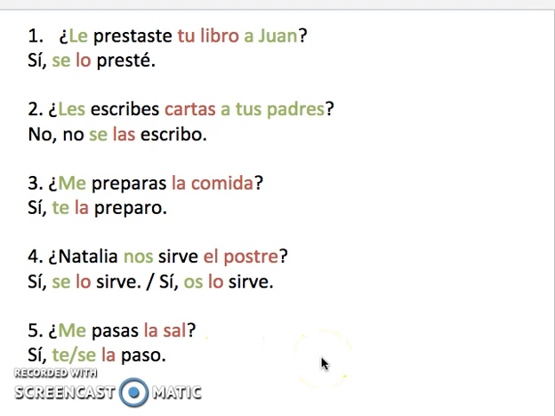Y finalmente tenemos, ¿me pasas la sal? Okay, could you pass me the salt? So yes, I pass it to you. So I put the T and the C because that would be informal and that one would be formal.